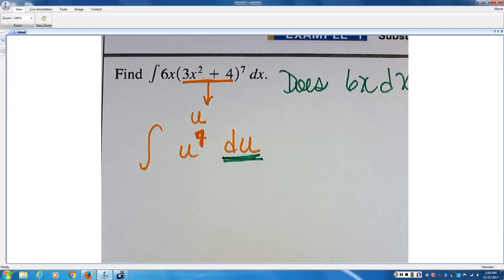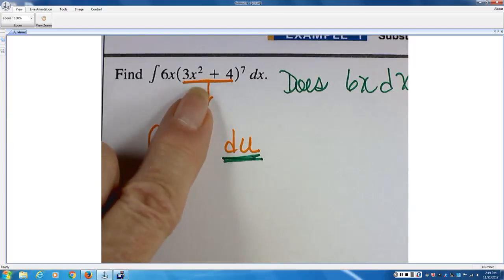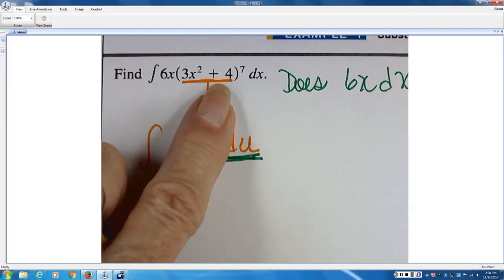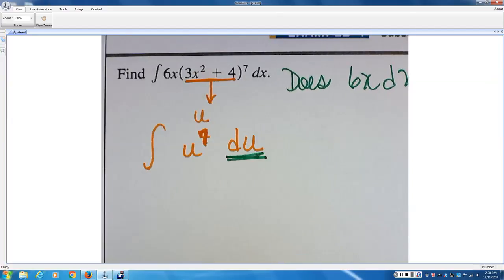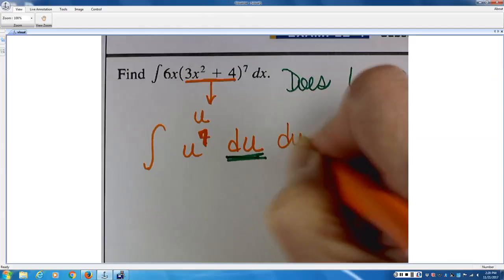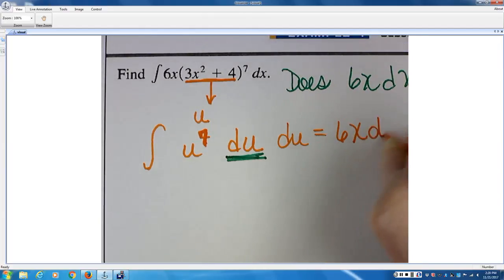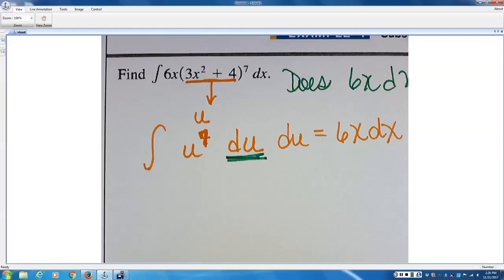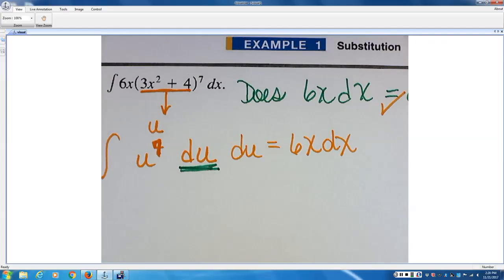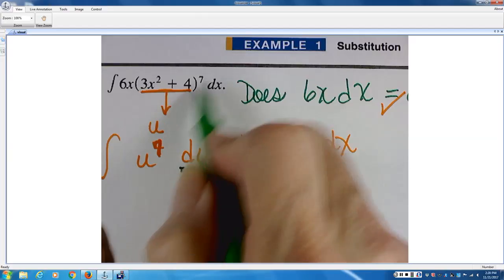And the question is, does that equal the derivative of u? Now, if this is u, what is the derivative of u? Six x plus 0. And then the dx just indicates that is a derivative with respect to x. So, does it? The answer is yes. So we've got this, therefore the only thing we're going to worry about is this function raised to the 7th power.